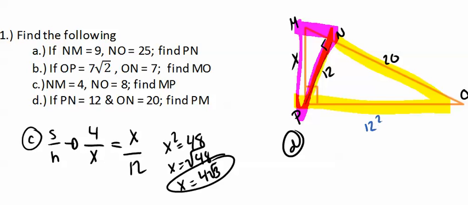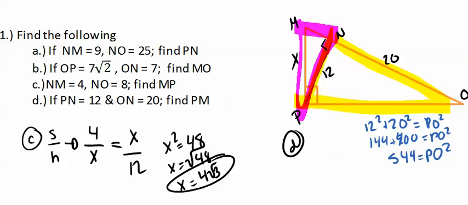So we'll do 12 squared plus 20 squared equals PO squared. 144 plus 400 is 544, equals PO squared. Square root of 544 equals PO, which simplifies to 4 square root of 34.